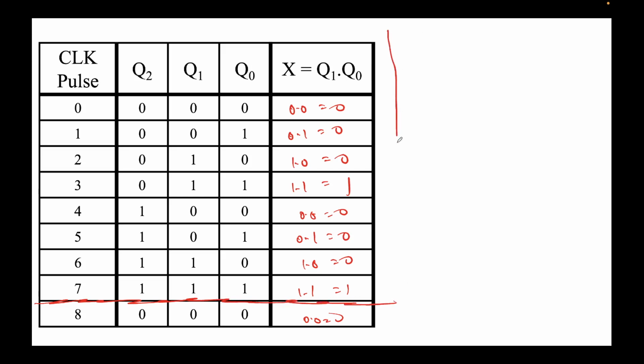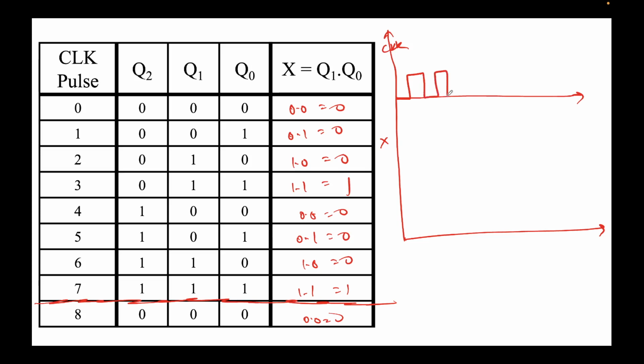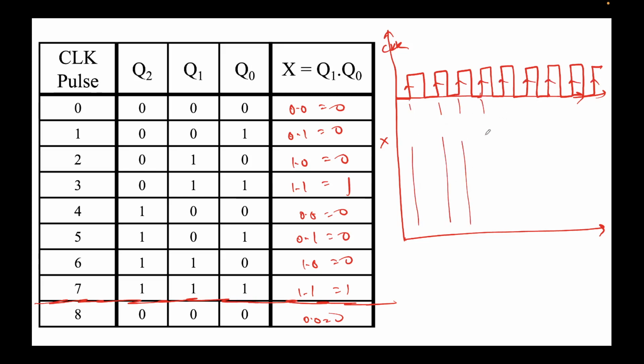So again what I'll do, I'll draw the clock and x. This is clock and this is x. So let's draw. Again I'm interested only in the rising edge. Okay, so first, second, third, fourth, fifth, sixth, seventh, eighth. I think that should be sufficient. So again we are interested only in the rising edges. So let's draw the reference lines quickly, and we'll draw the output waveforms.